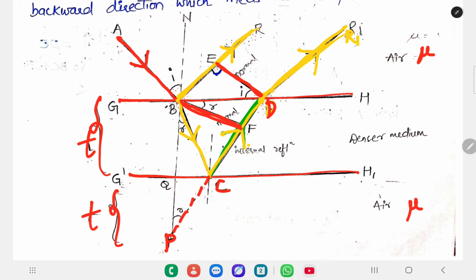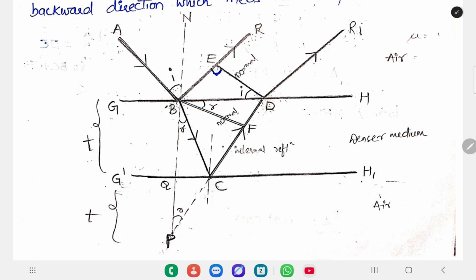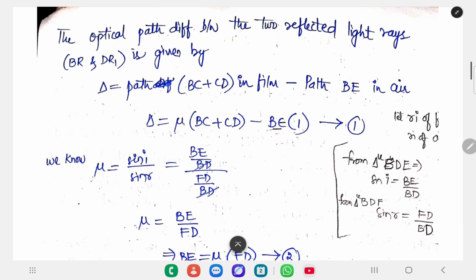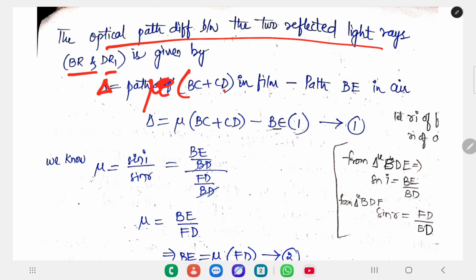The optical path difference between these two reflected light rays BR and DR dash, or DR1, is delta equal to mu times BC plus CD, the path in the film, minus the path BE in air. So delta is mu (BC plus CD) minus BE, where the refractive index of air is 1. Let this be equation 1.